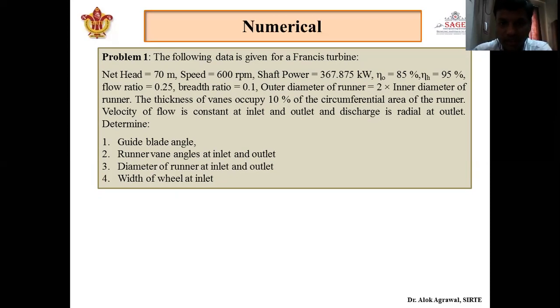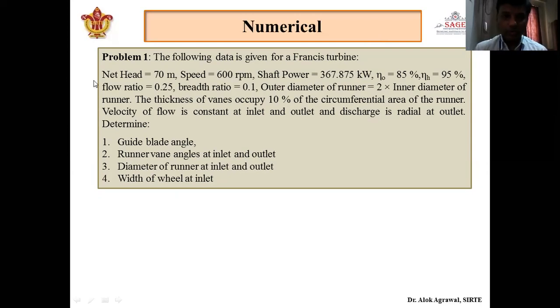Velocity of flow is constant at inlet and outlet. It means Vf1 is equal to Vf2, and the discharge is radial at outlet. It is not necessary that every time it is given in the question that discharge is radial at outlet, because at the starting it is said that it is a Francis turbine. In case of Francis turbine, we know that the discharge should be radial at outlet.